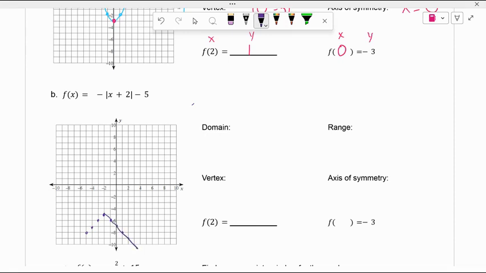So this function looks like this. Remember, our absolute value is a v. Our domain is from -infinity to +infinity. It goes all the way left, it goes all the way right. The range, well, it starts all the way on the bottom. So all the way on the bottom is -infinity, because we keep going down negative. So that's always a parenthesis. And it goes up to y equals -5. And that's included because there's a point there.